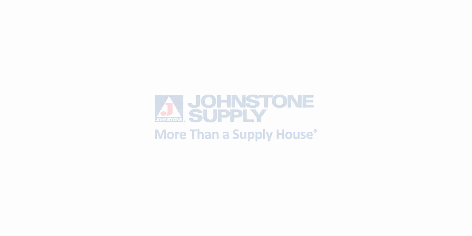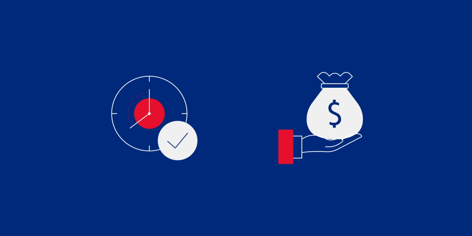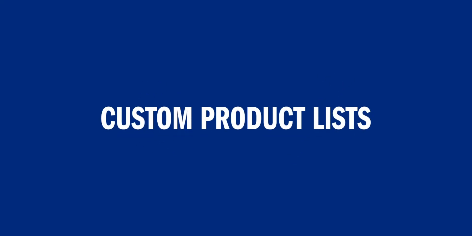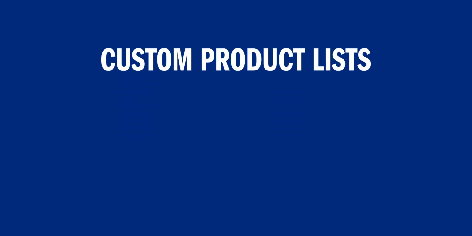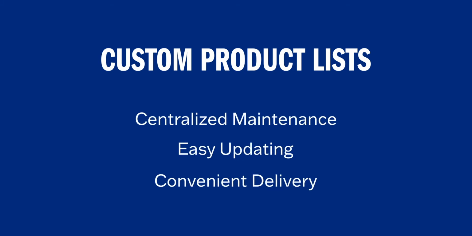Johnstone Supply, our goal is to make it easy to do business with. One of the ways we can help you save time and money is by creating custom product lists. This way, you can keep your maintenance list in one safe location, make updates to your list at your convenience, and get your product delivered to you. Basically, make it the way you want it.